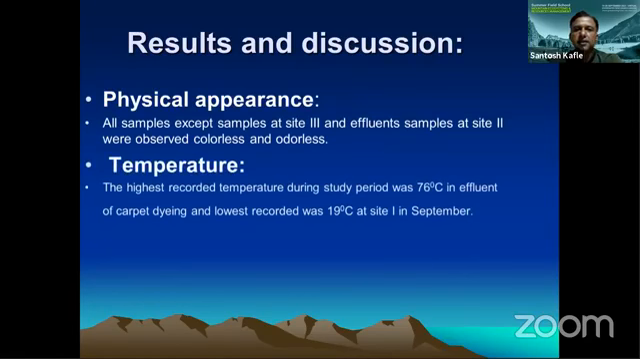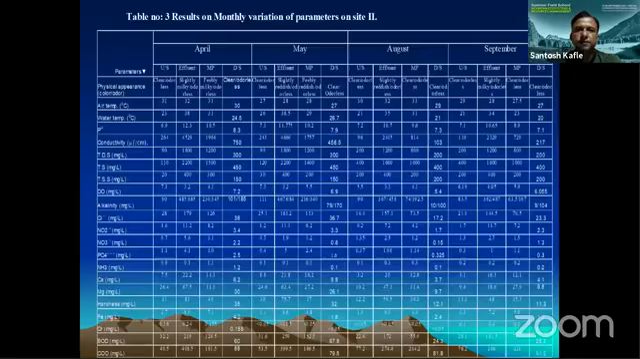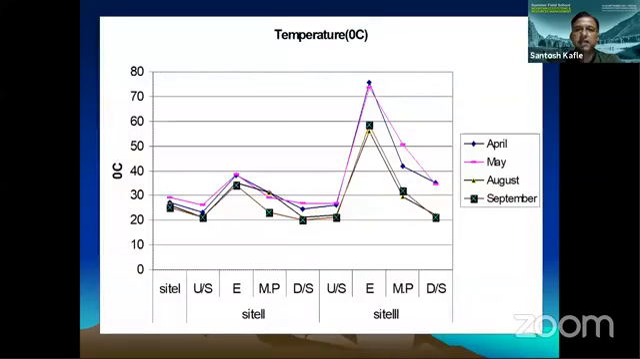I think rather than this text, we will have a clearer picture from the graph. These are the database obtained for the 27 parameters for April, May, August, and September. So I want to skip this data. So this is the result of the study.